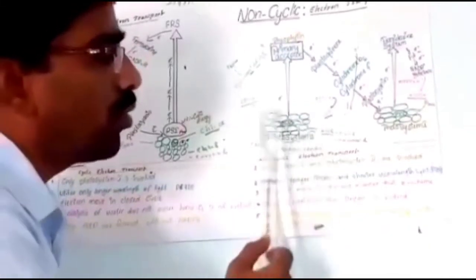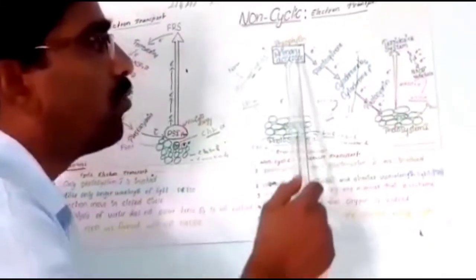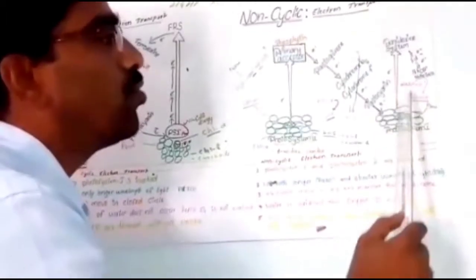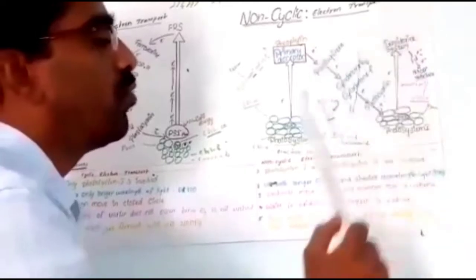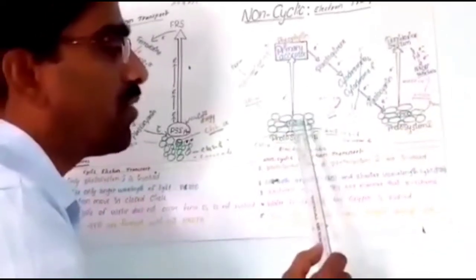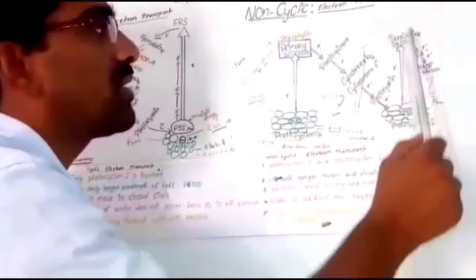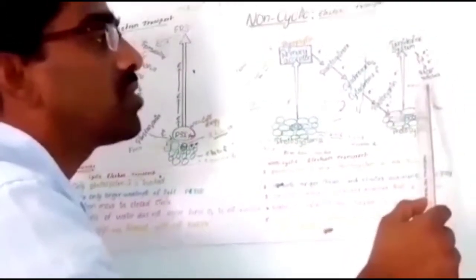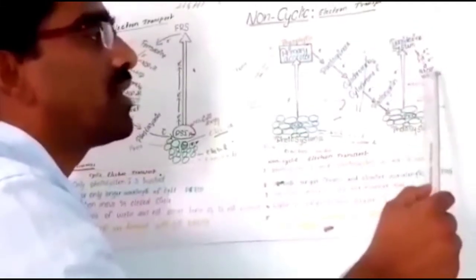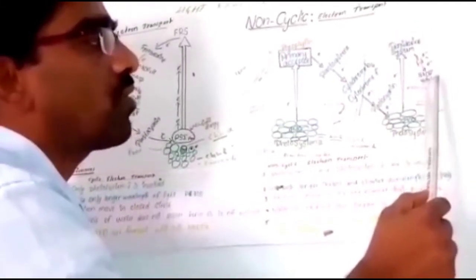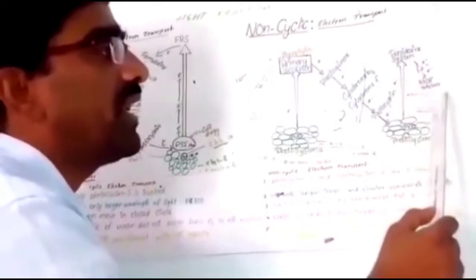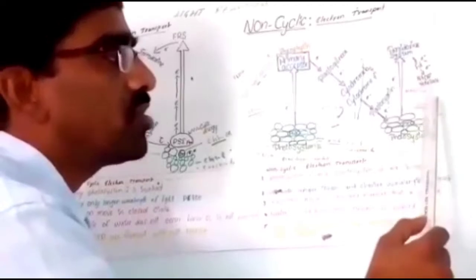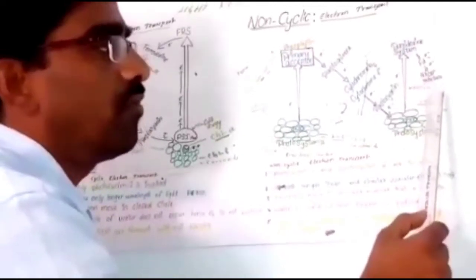Zigzag in the sense that electron movement starts from photosystem 2, moves across the electron acceptors, and is handed over to photosystem 1. Again it moves across the electron acceptors. At last these electrons are handed over to NADP. In the sense that NADP plus H plus, that is protons as well as electrons together, form NADPH2. Electrons are at last used for the formation of NADPH2, another form of energy in the photosynthesis process.